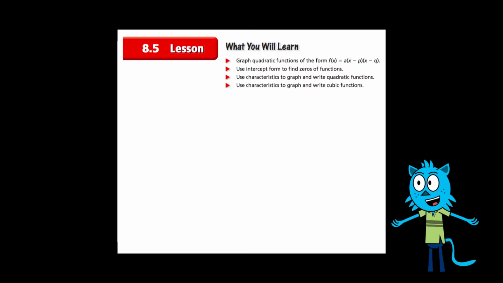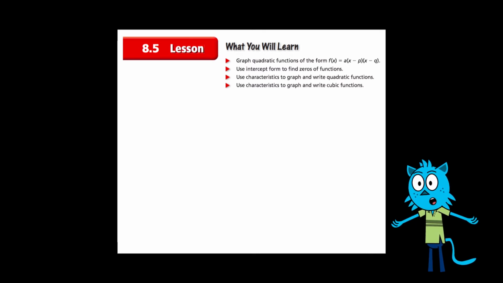Okay, so here we are with lesson 8.5. What we're going to do is graph quadratic functions and also write down functions of these quadratics, given certain characteristics of them. And it's going to be in the form of intercept form. And we'll talk about that. Intercept form is that very first bullet point there on the screen.